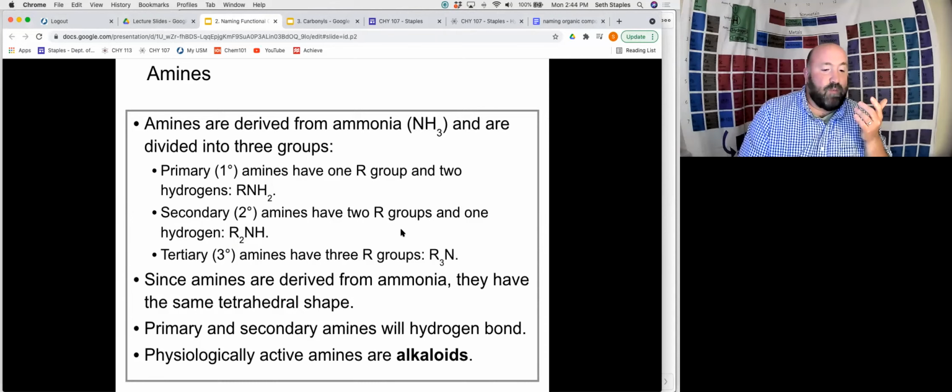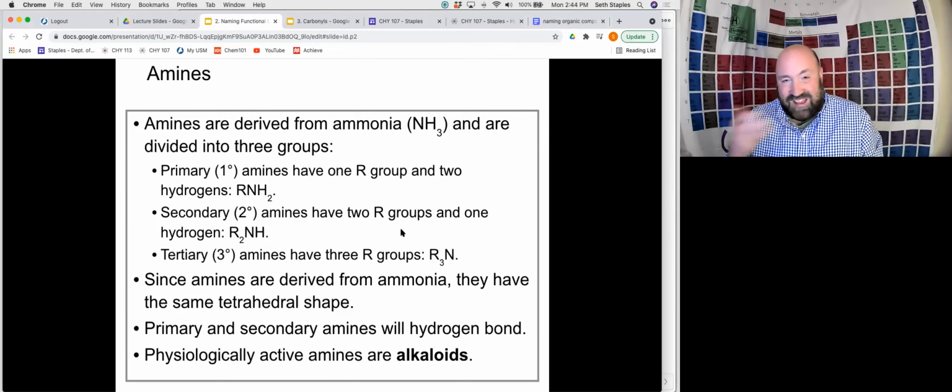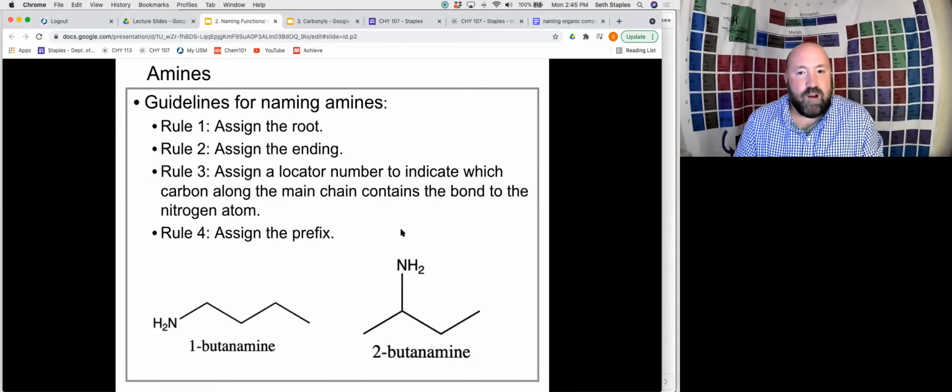Amines, just the way that alcohols are derived from water, amines are derived from ammonia. So NH3, we start replacing some of those H's with different R groups. A primary amine has 1 R group and then NH2. Secondary amines would have 2 R groups, NH. Tertiary amines would have 3 R groups, all coming off nitrogen. Since they're all derived from ammonia, they'll have that same basic tetrahedral shape. That's all we really need to talk about there.